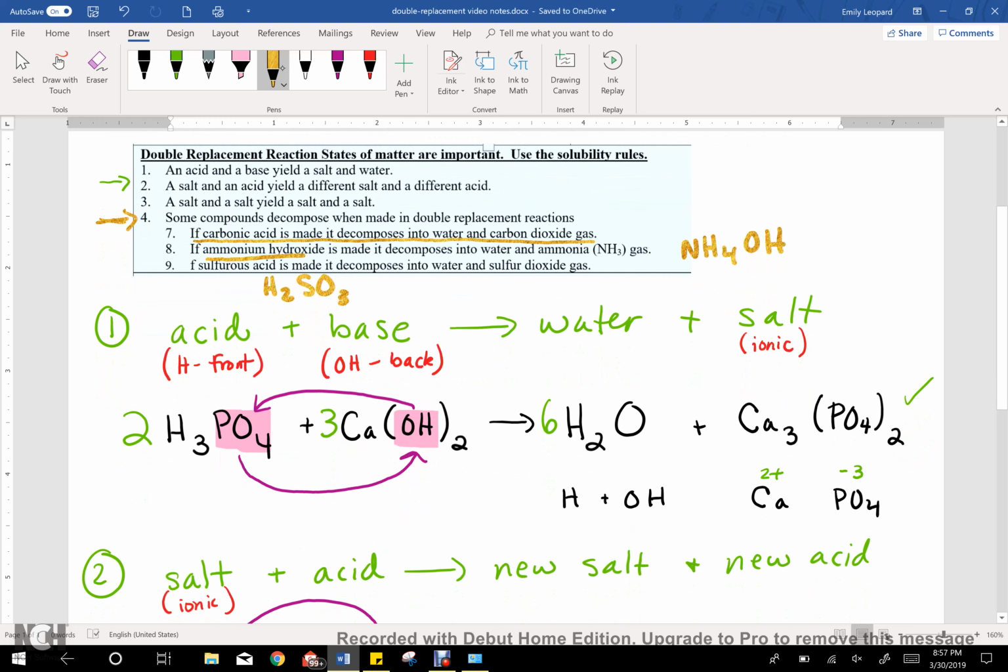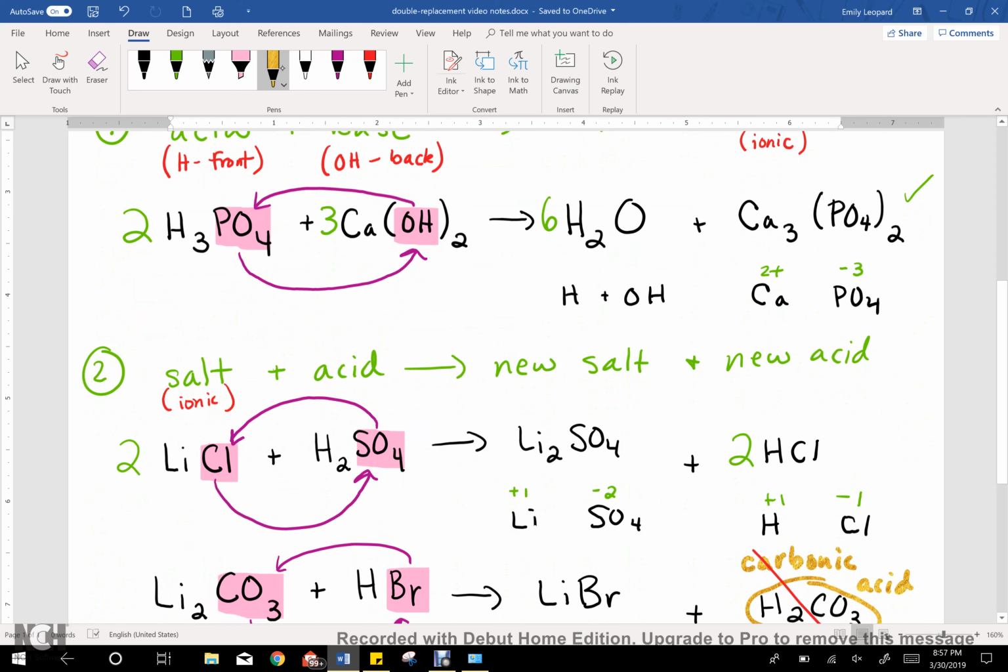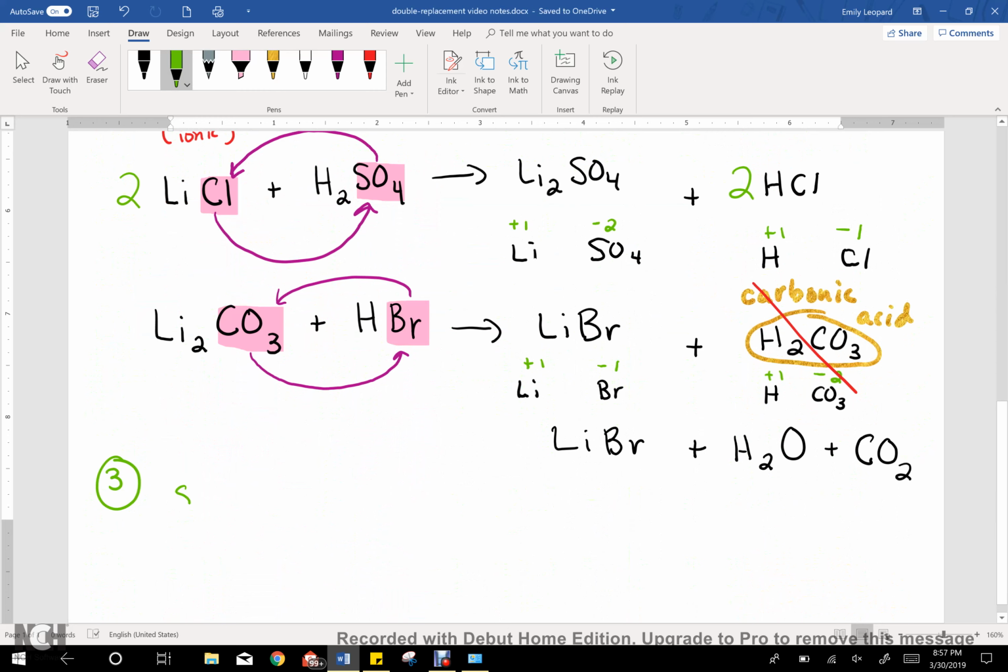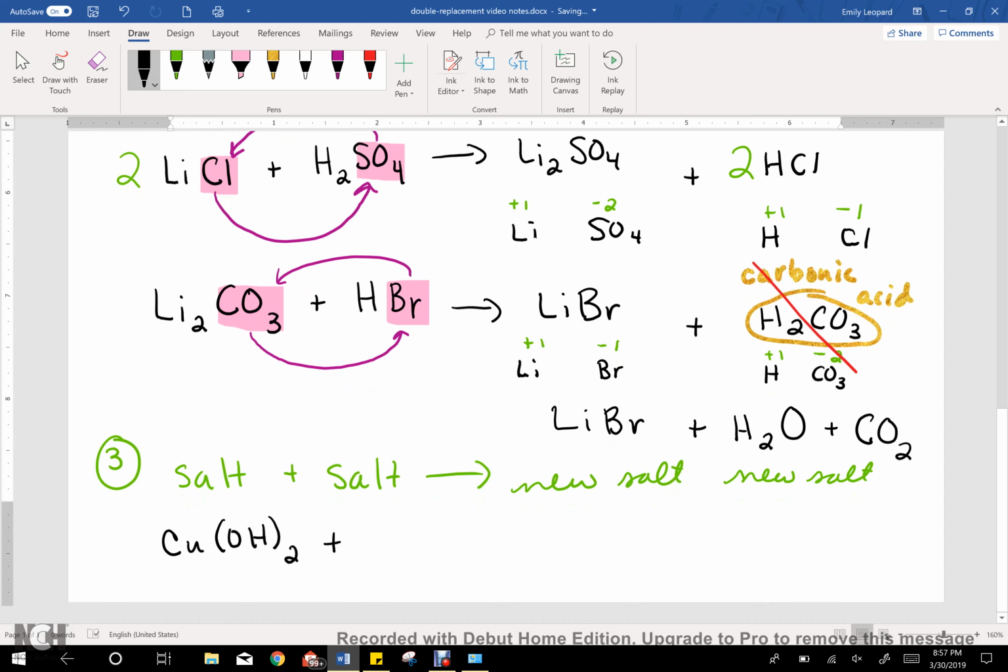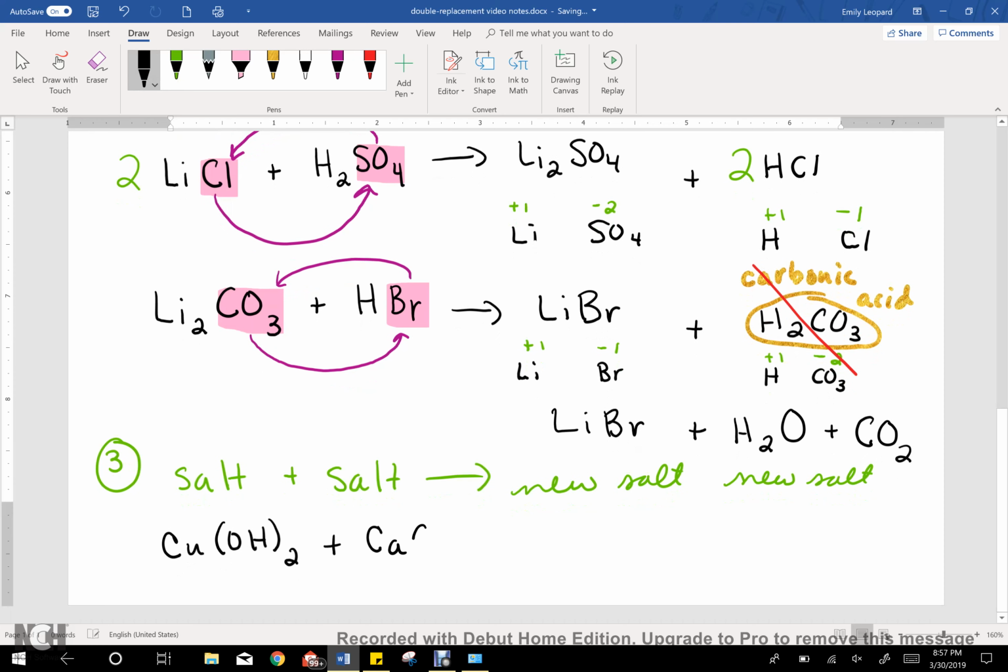As you'll see, it's very descriptive. A salt and a salt yield a salt and a salt. Okay, so number 3, basically, you're going to start with 2 salts or 2 ionic compounds. And you're going to create 2 new salts. Okay, so let's just come up with one right quick. So let's say we've got copper 2 hydroxide. And let's say that we're going to react that with calcium chloride.